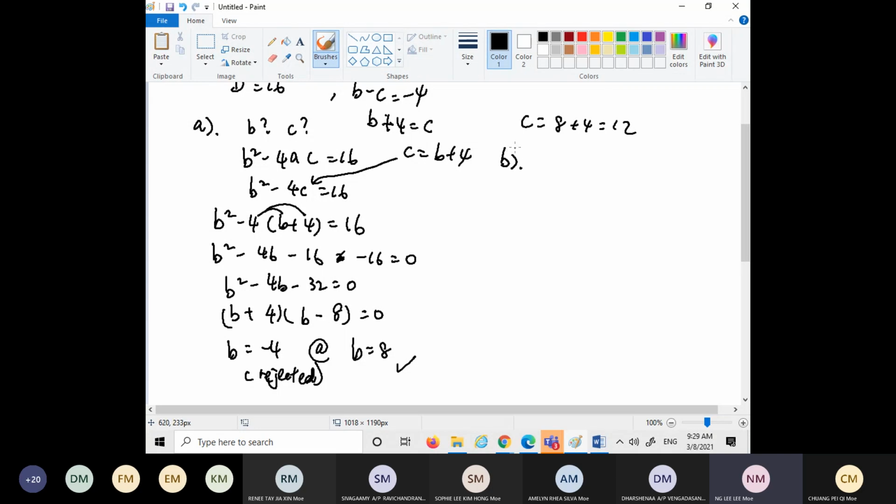Now we go to part B. The corresponding roots of the equation means what is the x? Roots means the x. So you can write inside already.